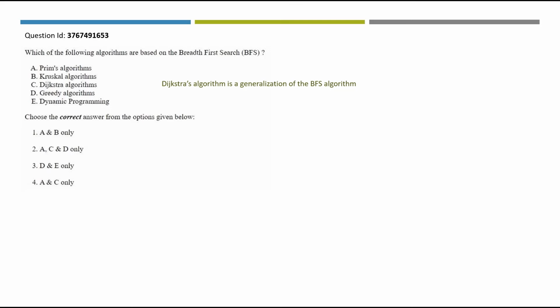Dijkstra's algorithm is a generalization of the breadth first search algorithm. This point is actually given in many of the books. So we know definitely C is in the answer. Any option that does not include C can be ruled out. So from this we can say Kruskal is not there and dynamic programming is also not there.